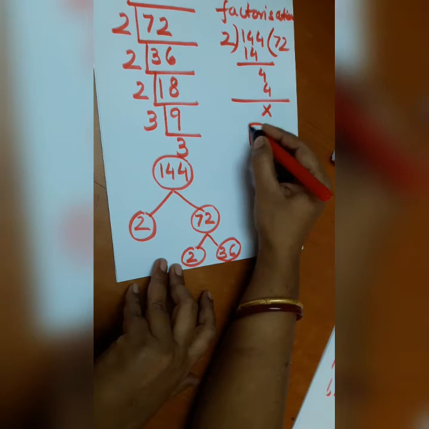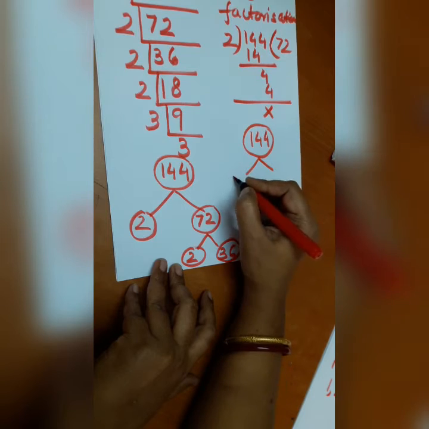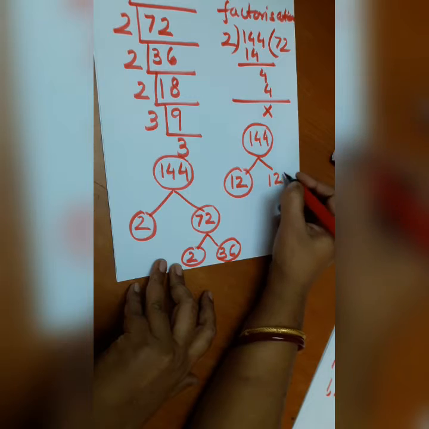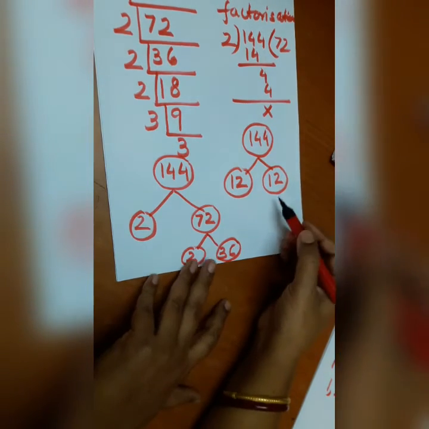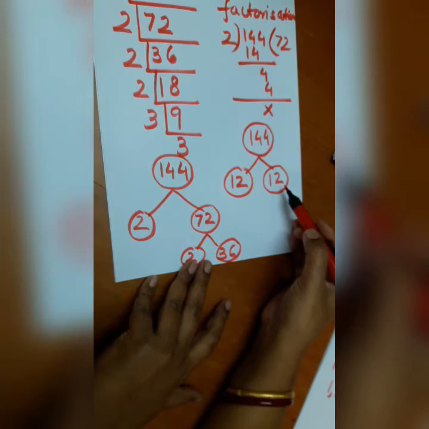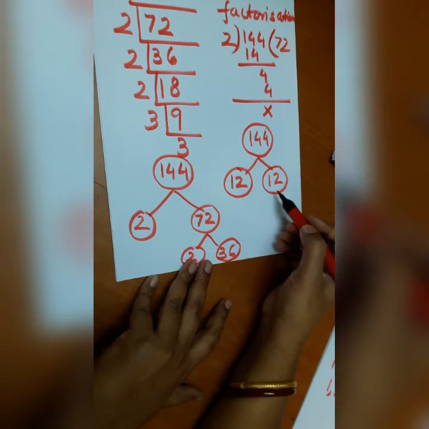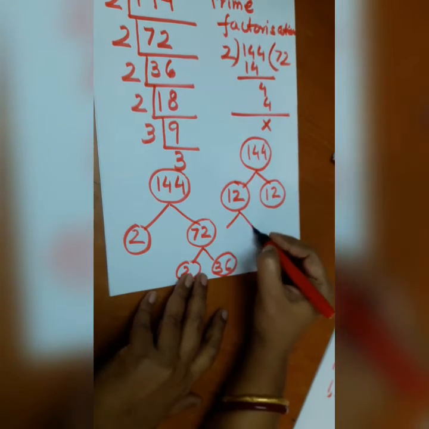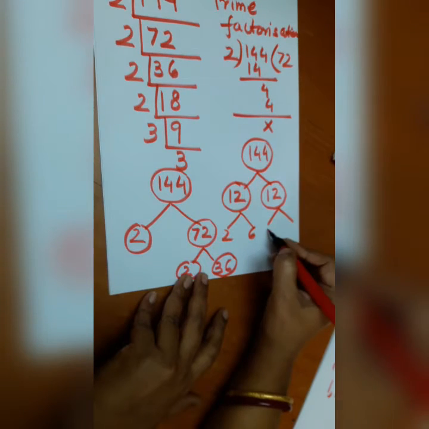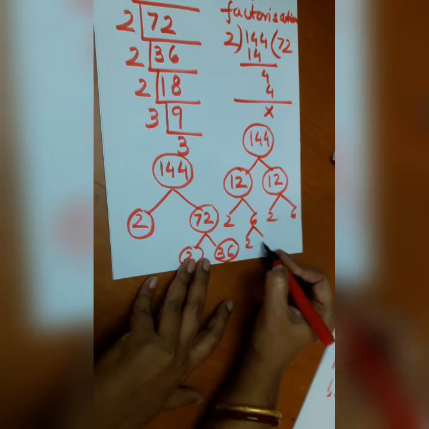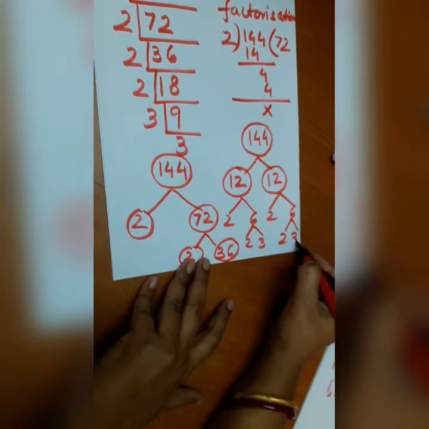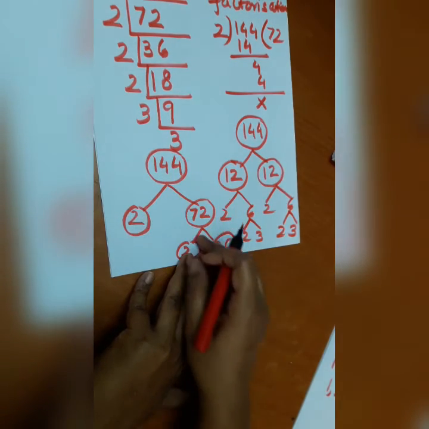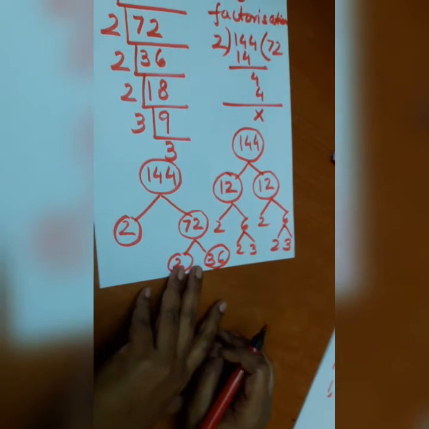144, suppose I divide it with 12. So 12 ones are 12, 12 twos are 24. So this is a number which is a square of the number 12. That is, when you multiply 12 two times, you get 144. Okay. Then this goes like this: 2 6s are 12, 2 6s are 12 again, and 2 3s are 6, 2 3s are 6. So this is the factor tree. This is one factor tree, and this is a longer one. This is another factor tree.